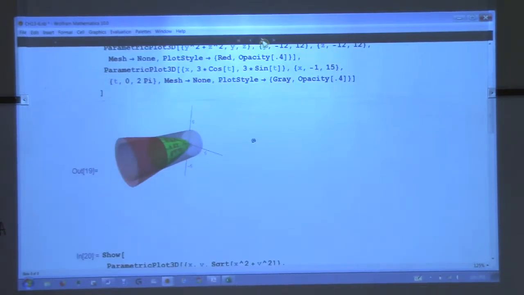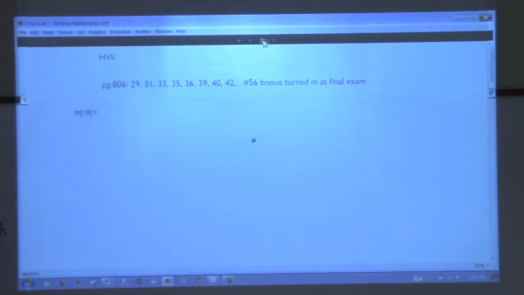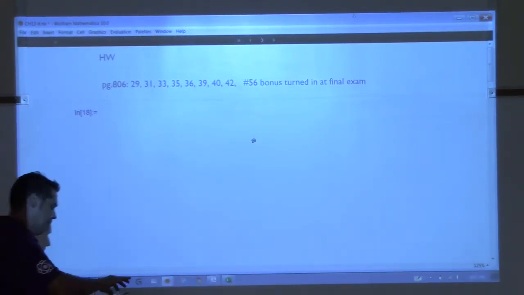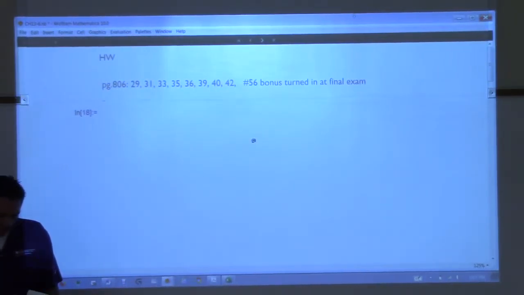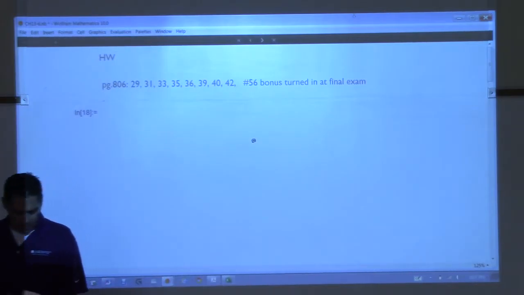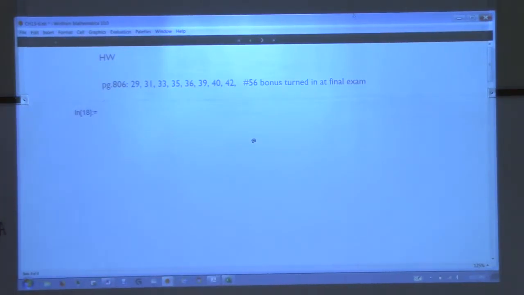Number 56 from the book is a bonus question to be turned in at the final if you're interested. This is out of 13.6. Not like you don't have enough to do. Boy, starting to really get to the end of this thing. So number 56 says, well, it gives you a figure.